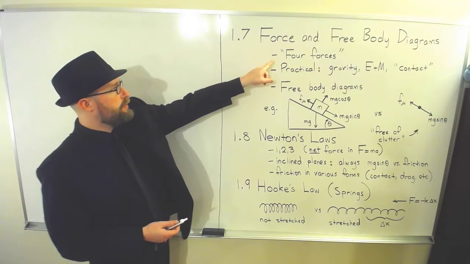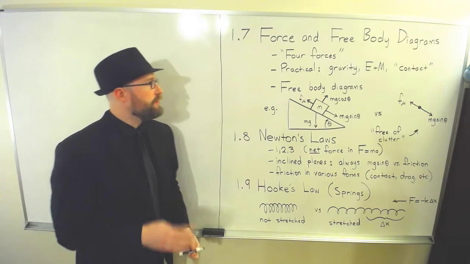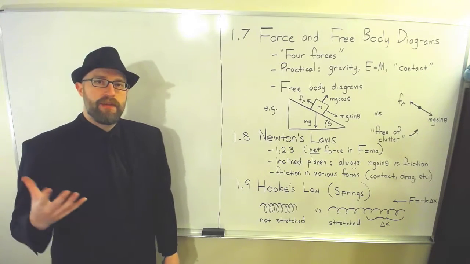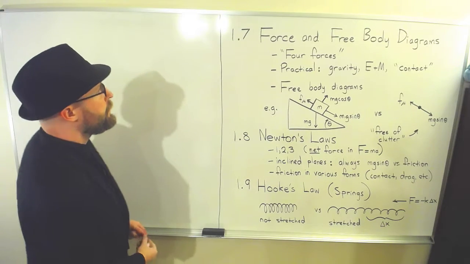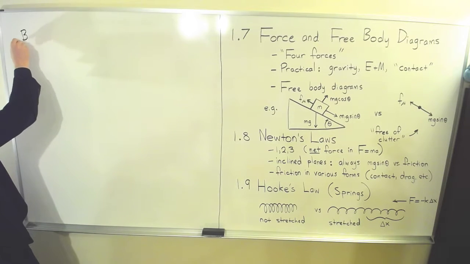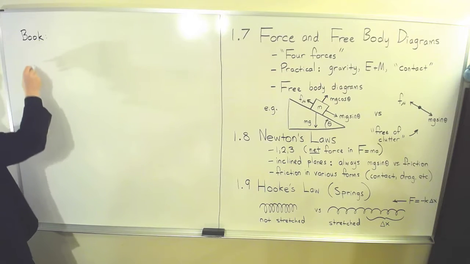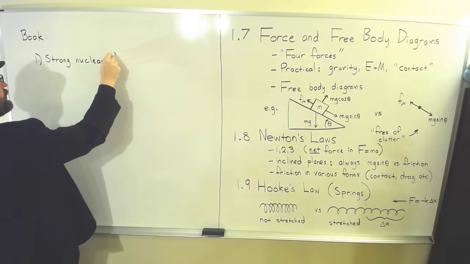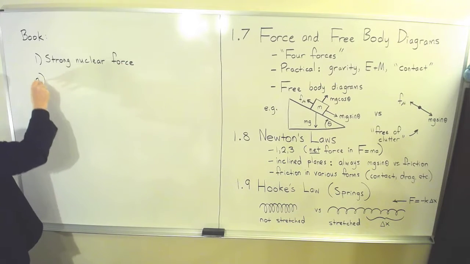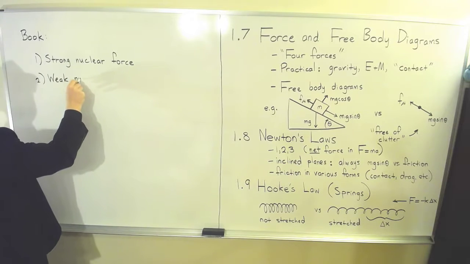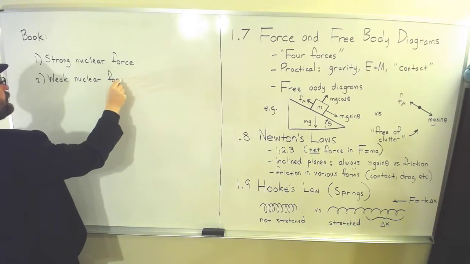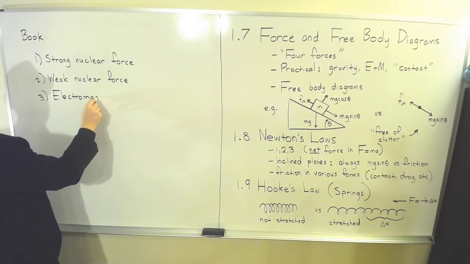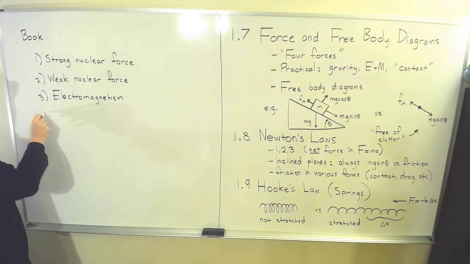And the first topic here is the so-called four forces of nature. This is a very common way of describing the forces of nature. It's maybe not the most accurate possible way to describe them, but if you go by the book, it will list for you four forces. The first one is the strong nuclear force, and the weak nuclear force, and then electromagnetism, and then gravity.